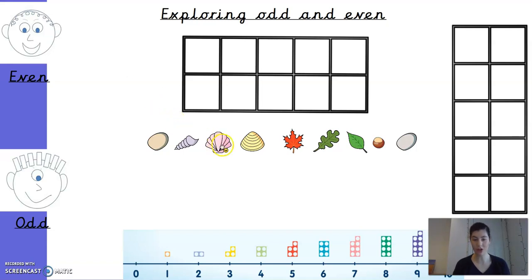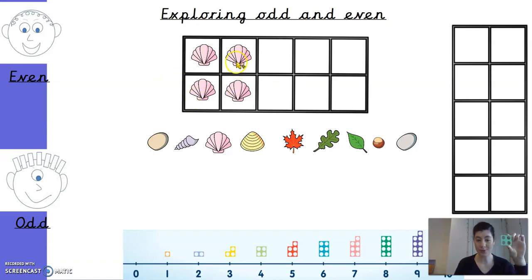So I'm going to put 4 shells into my tens frame. Can you help me? Ready? 1, 2, 3, 4. Now I've put them in like this because it looks a bit like our numicon 4. And that helps me to know this is definitely 4. But it also shows me that, look, 1, 2, 3, 4, there's 2 here and 2 here.